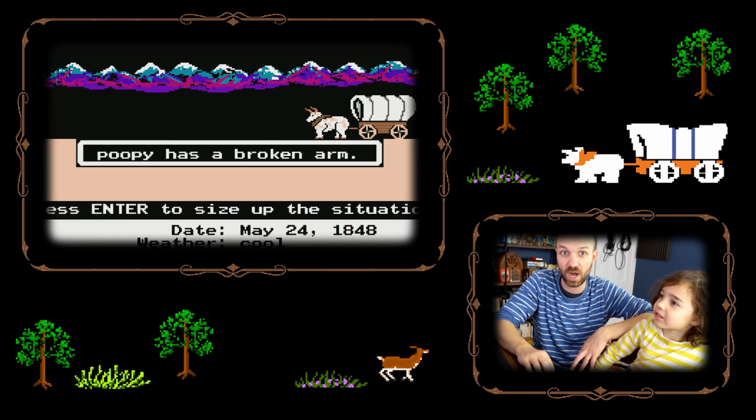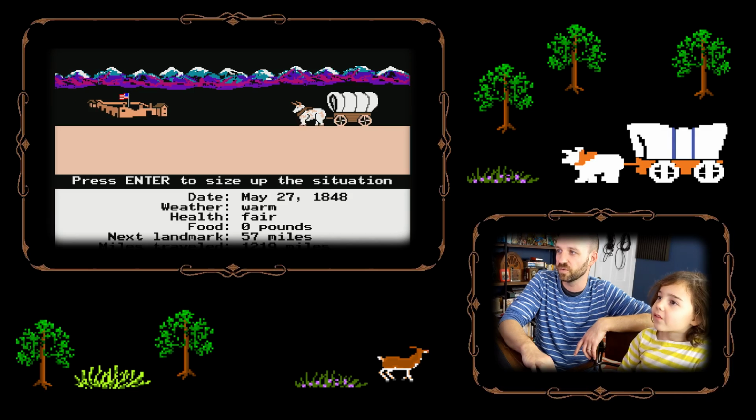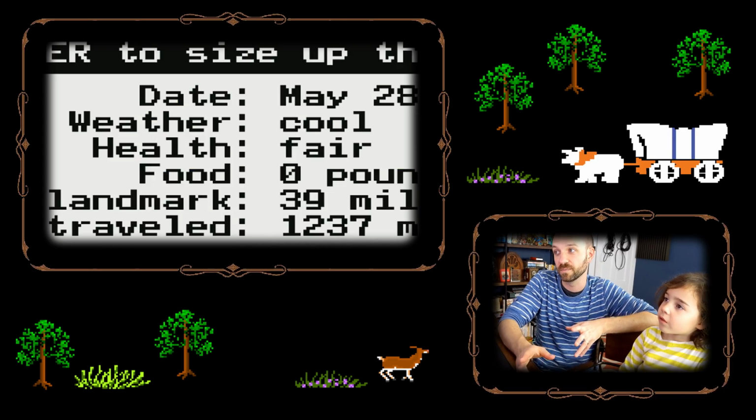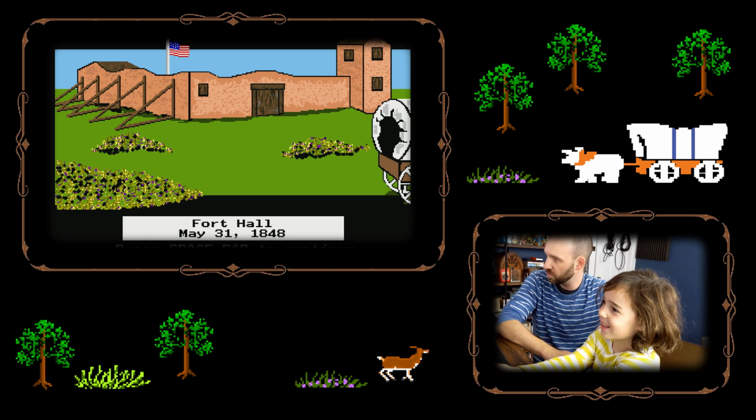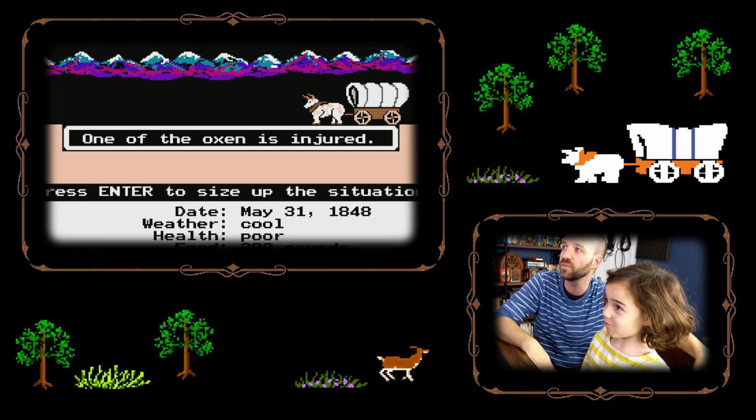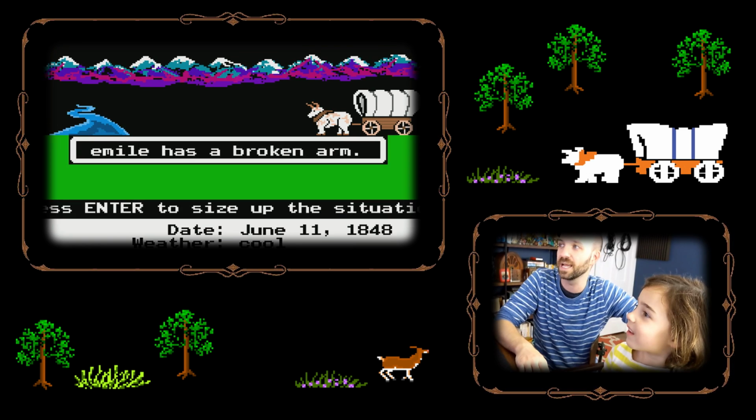Poopy has a broken arm. Did you fall off the wagon, Poopy? We have no food, but our health is fair. Oh, now it's back to poor. One of the oxen is injured. Emily has a broken arm.